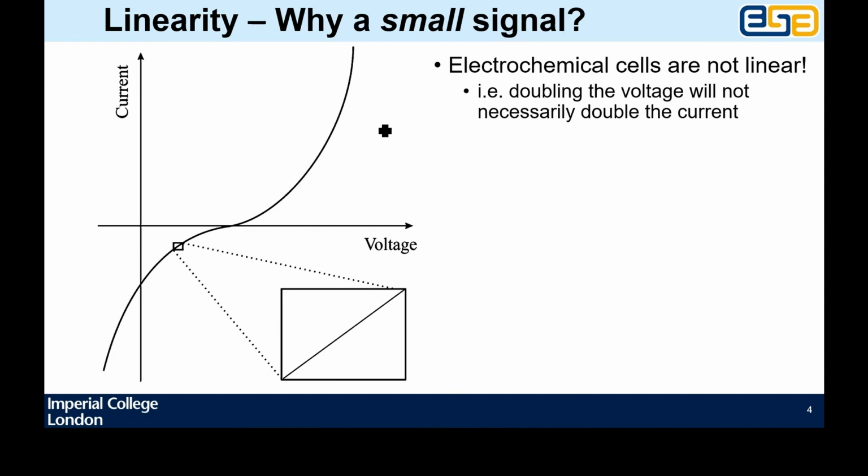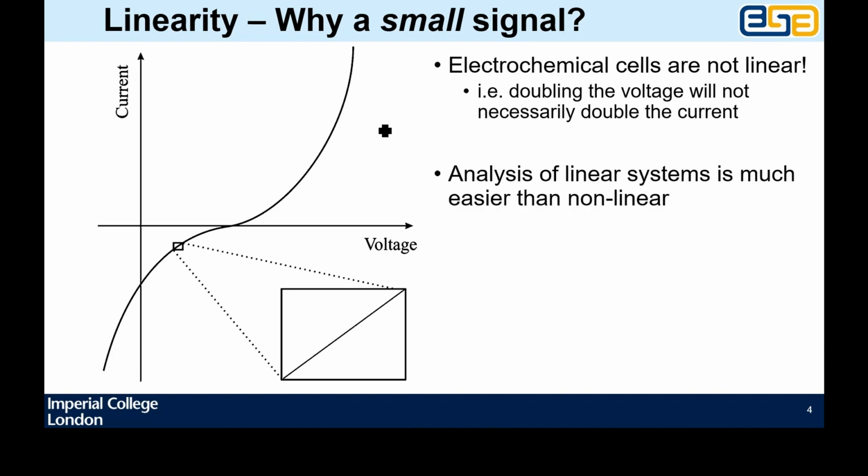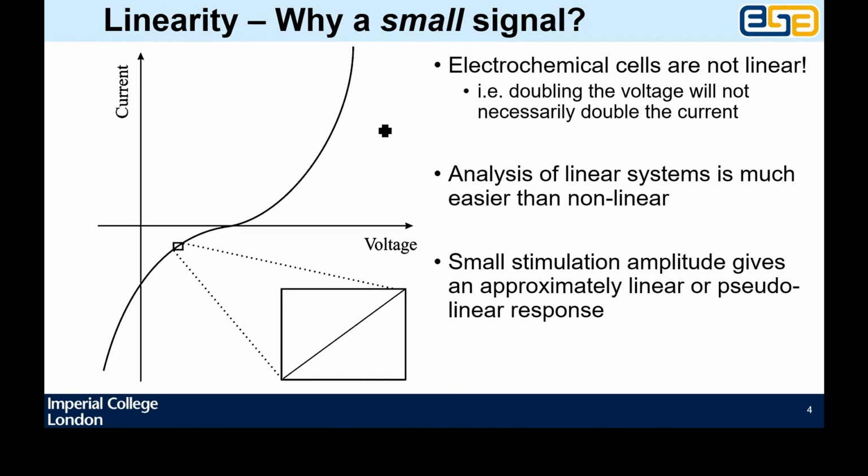If you have a very small signal. However, as you can imagine, and we do that because the analysis is easier, but as you can imagine, if you put in a very small stimulation, then the response is going to be very small as well. And that makes it hard to measure. So there is a trade-off going on here. You want the signal to be as small as possible to make it linear, but you want it to be as big as possible to have a good signal-to-noise ratio in your machine.